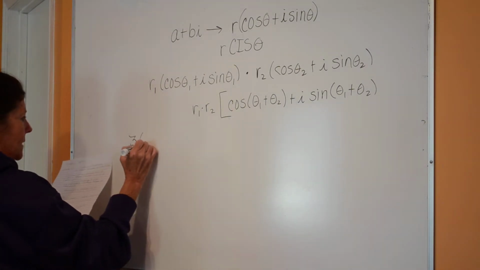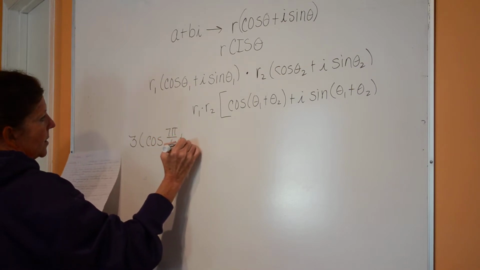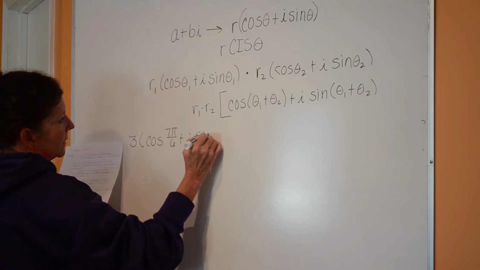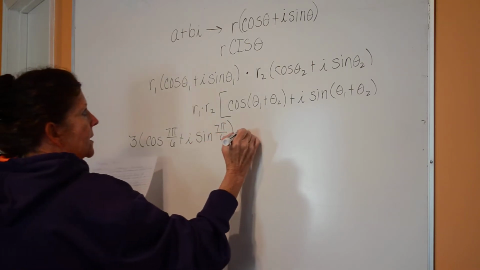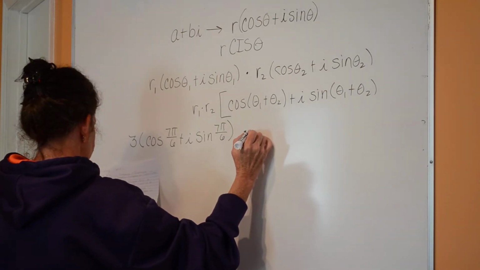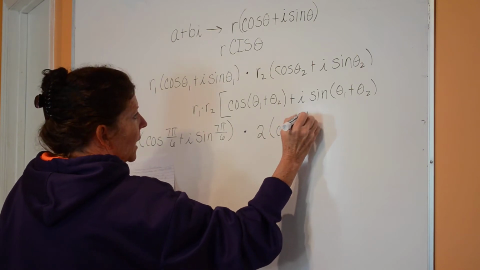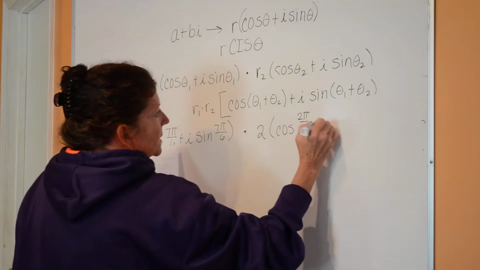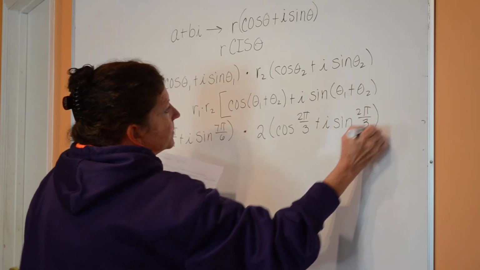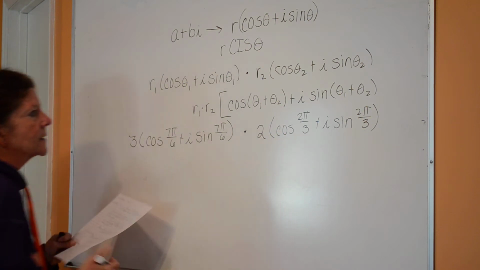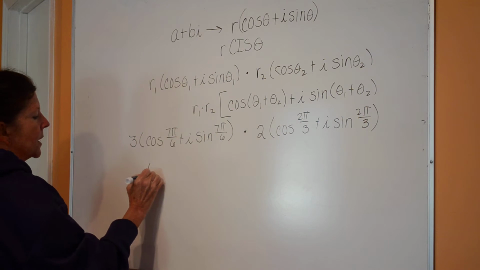Let's say I have 3 times the cosine of 7 pi over 6 plus i times the sine of 7 pi over 6, times 2 times the cosine of 2 pi over 3 plus i times the sine of 2 pi over 3. All right, so I'm multiplying this times this, and according to my formula, I'm going to take the r's on the outside and I'm going to multiply them together.